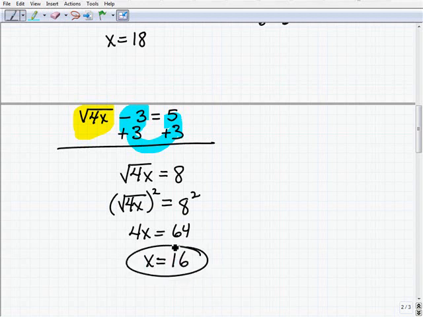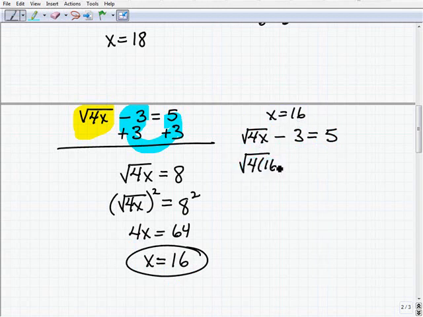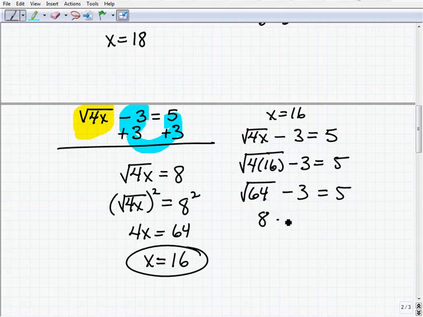Let's check that in our original equation. Our original equation was the square root of 4x minus 3 equals 5. We believe that x is equal to 16, so we plug that into our original equation. This is going to be the square root of 4 times 16 minus 3. Does that equal 5? 4 times 16 is 64, the square root of 64 minus 3 equals 5. So this is 8 minus 3, and you can see that in fact 5 equals 5. That's a true statement, and so x equals 16 checks out.